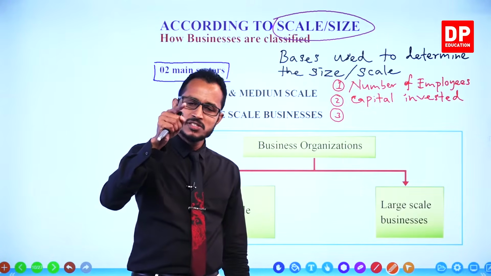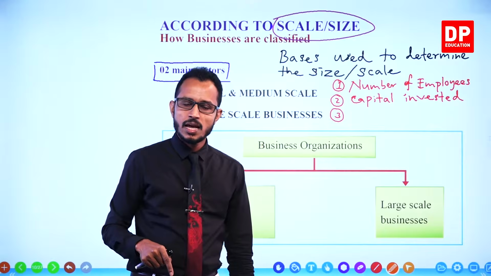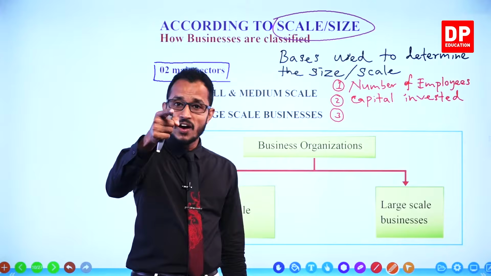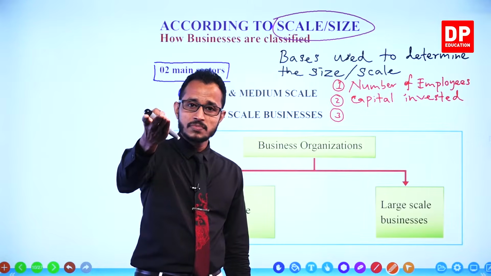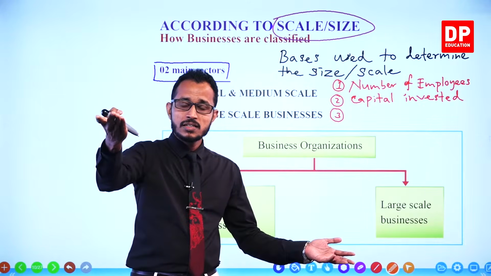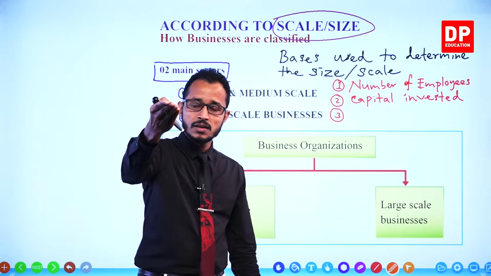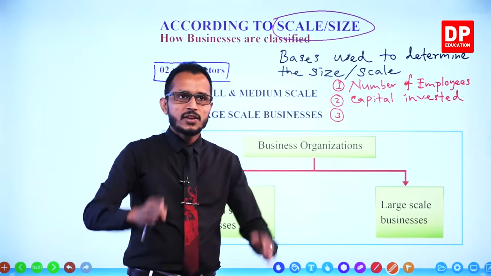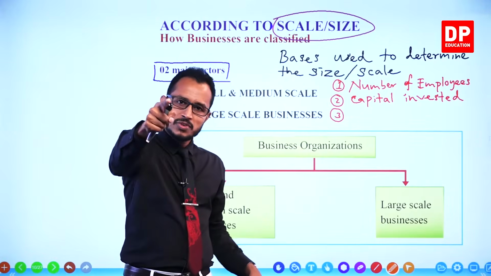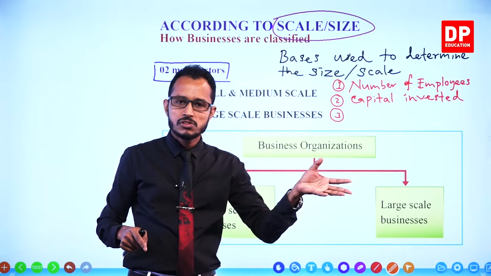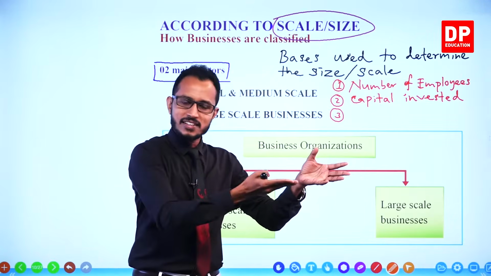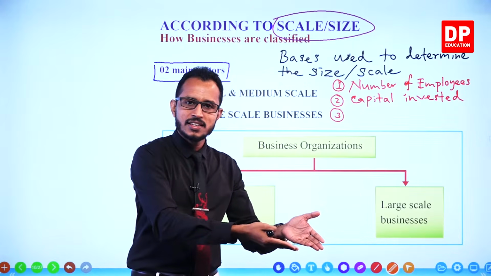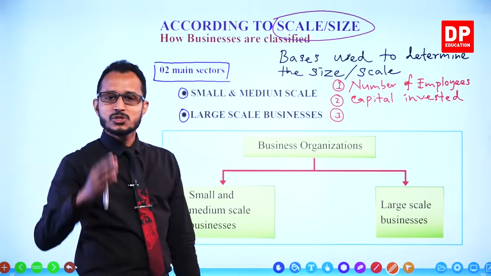What type of a business is that? Considering the ownership, you divide into two main sectors, right? To which sector does that business fall? Yes, it falls to the private sector. And under the private sector, what type of a business is it? Correct, sole proprietorship. It's a sole tradership business.